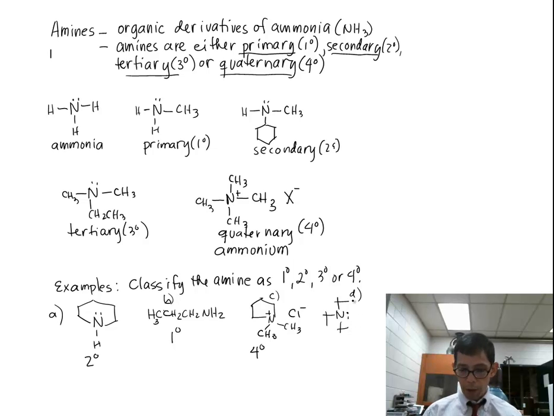In the last example, you have the nitrogen surrounded by 3 tert butyls and a lone pair. So all of the H's were replaced, and that makes this a tertiary amine.